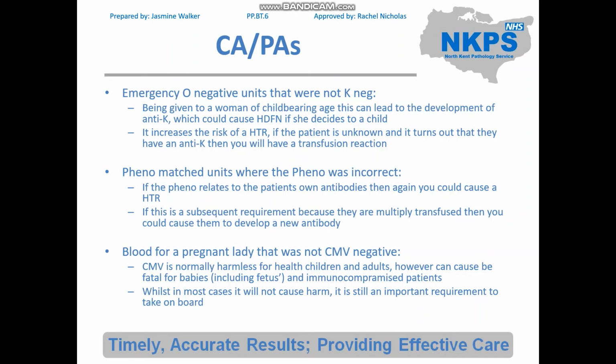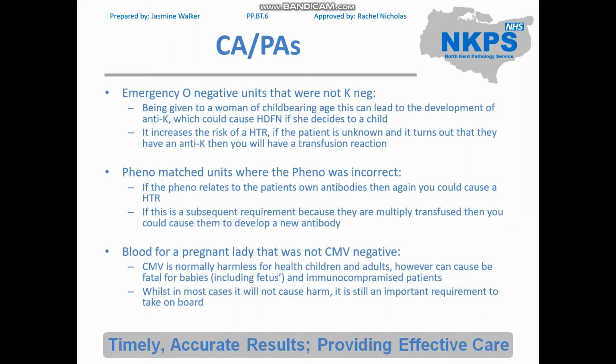Pheno-matched units where the pheno was incorrect. Again, if the pheno relates to the patient's own antibodies, then you could cause a HTR. And finally, if this is a subsequent requirement because they are multiply transfused, then you could cause them to develop a new antibody. And lastly, blood for a pregnant lady that was not CMV negative.